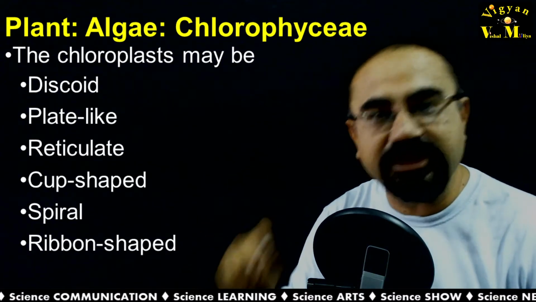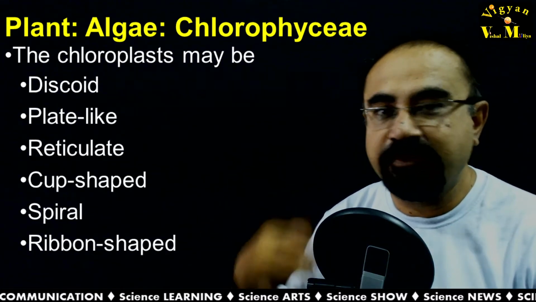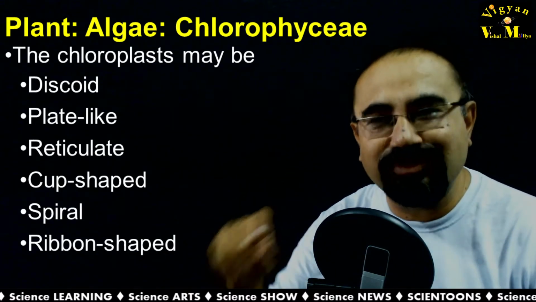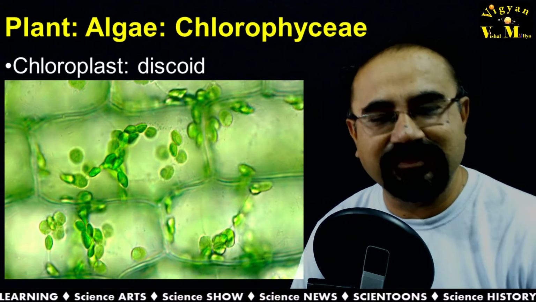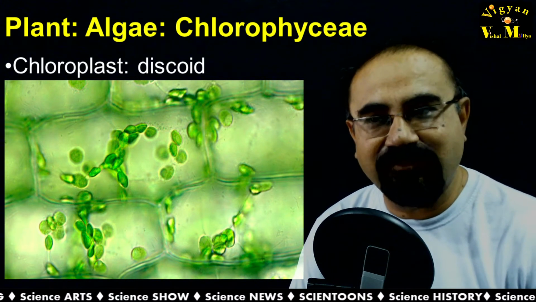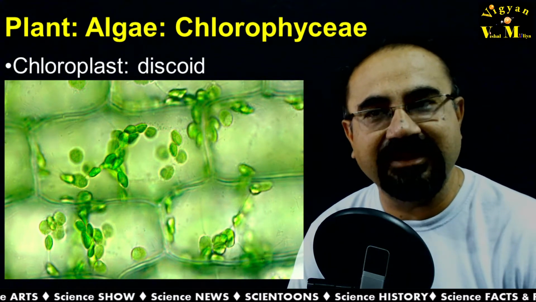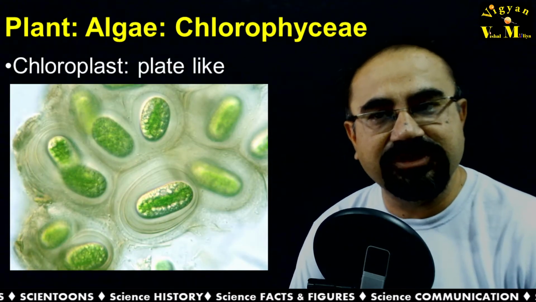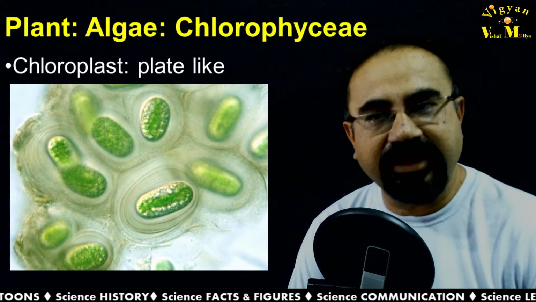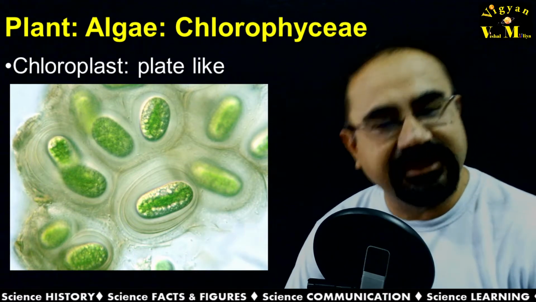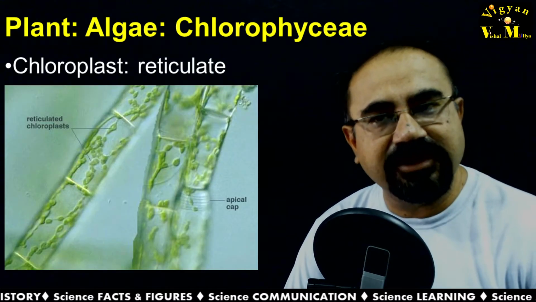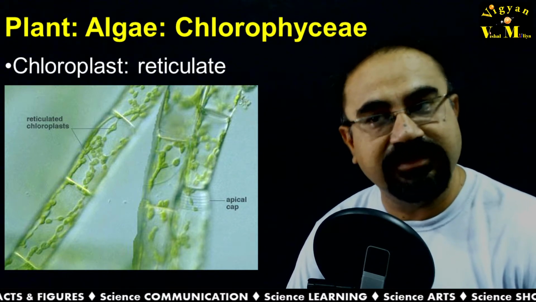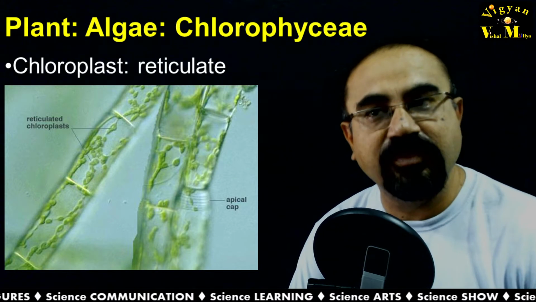We should go through each one with the photographs because a picture will speak louder than words. So let me go through each one. Chloroplast in the discoid form can be seen here, and it is found in Cladophora. Plate-like structure is found in Mesotaenium, and one can see it here. Reticulate shape is commonly found in Oedogonium as well as in Hydrodictyon. One can see it here in Oedogonium.